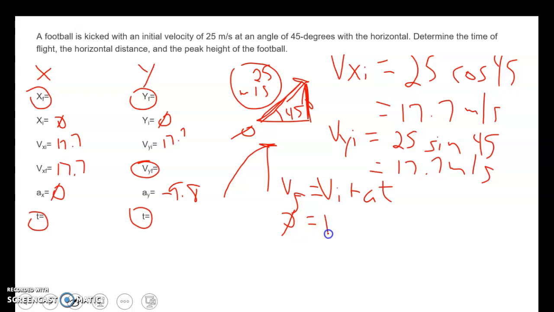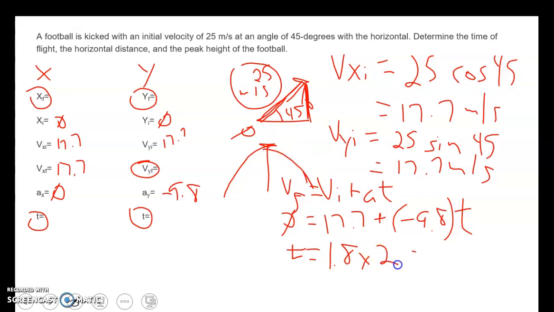Initial velocity is 17.7. Our acceleration is negative 9.8 times t. And we do all of our magic algebra, and here's what we get. So now we get the math, and t equals 1.8. Since that's halfway up, to get the full range I just multiply it by 2, so 3.6 seconds. So that's my total time.